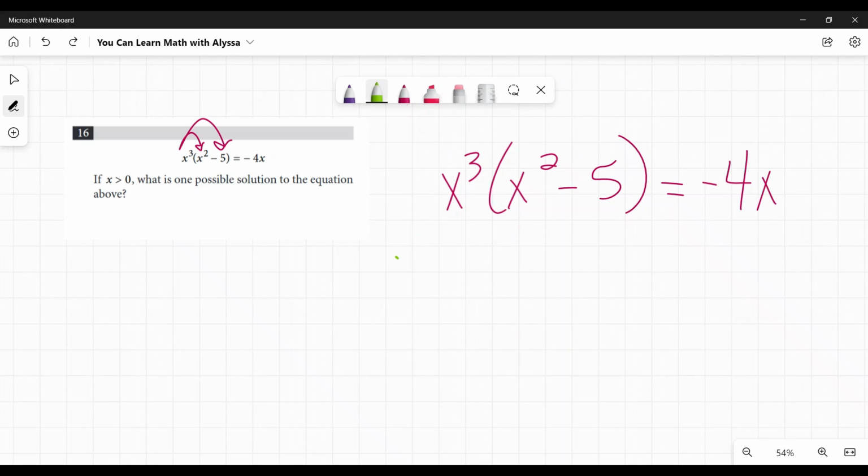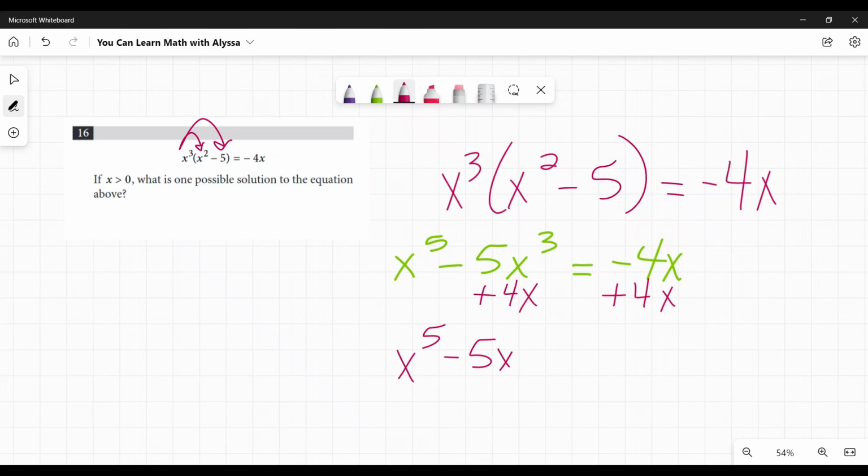So x cubed times x squared is x to the 5th. X cubed times negative 5 is negative 5x cubed, and equals a negative 4x. If I'm going to try factoring this and solving for x, I want everything on one side and I want it all equal to 0. So I'm going to bring everything to the left. To do that, I'm going to add 4x to both sides. That will get rid of it on the left and leave me with 0 on the right. X to the 5th minus 5x cubed plus 4x equals 0.